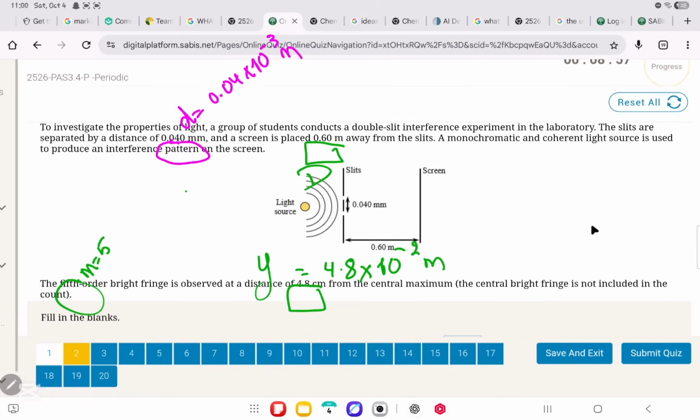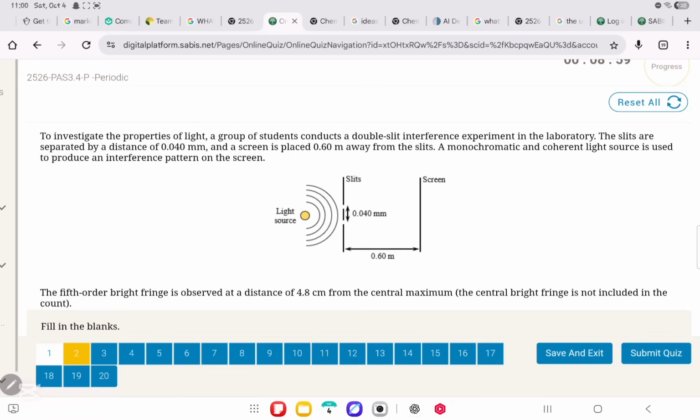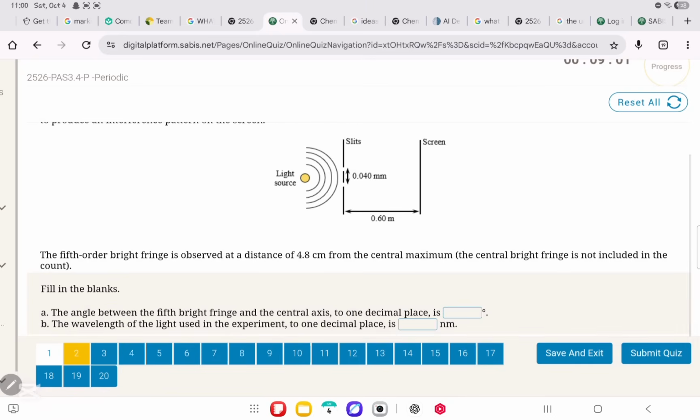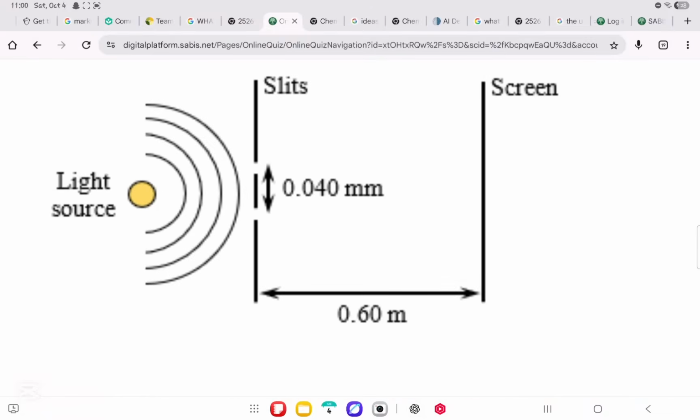I don't think we can see it in this, but now that we have all of the information, please have it remembered. They told us they want what? They want the angle between the fifth bright fringe and the central axis, to 1 decimal place. So where's the central axis? I believe the central axis is over here. And the fifth bright fringe would be, let's say, over here, right? They want the angle, this angle over here, theta, made between the fifth bright fringe and the central axis.